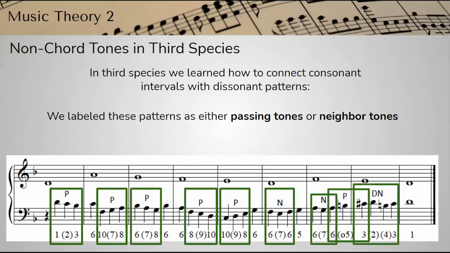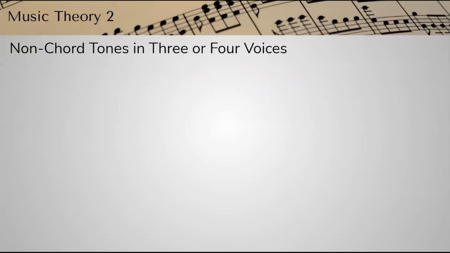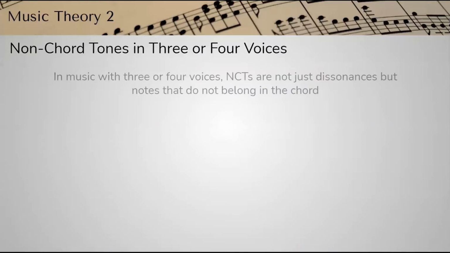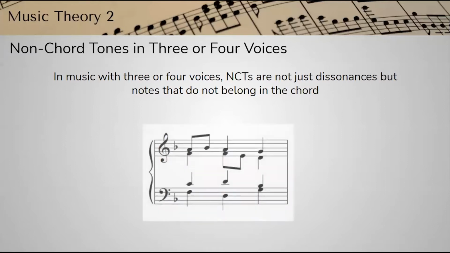Okay. Now, when we're dealing with non-chord tones in music that has more than two voices, the principles are really the same. But the non-chord tones are not just dissonances, but they're notes that do not belong in the chord. So they could be dissonances, like a fourth or a second or something like that, some kind of dissonance, right? But they could also be consonances. Like in some chords, we don't have sixths, but a sixth is not necessarily a dissonance, right? So when we're talking about non-chord tones, we're being really specific to the notes that are in the chord, the notes that should be in the chord, okay?